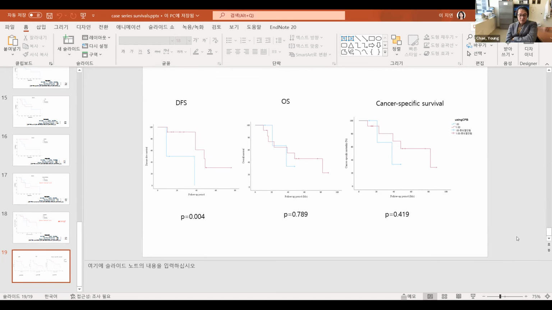Cancer-specific survival. So is this survival based on the cause of death? Yes. Disease-free survival. Maybe the better term is recurrence-free survival, RFS, because after transplant, there's no measurable disease.